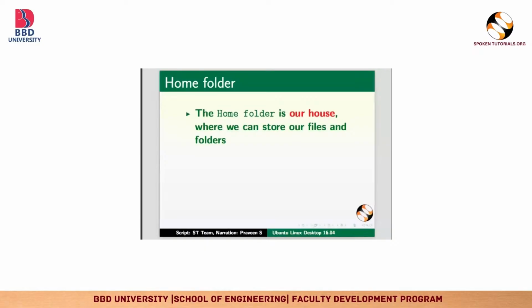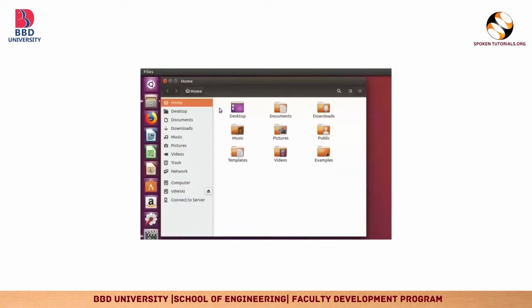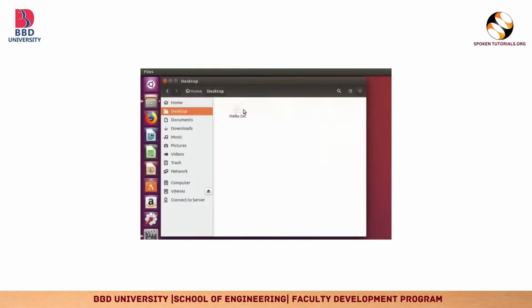Now let's see some other important things on this desktop. Notice the folder icon present in the launcher. Let's click on it. The home folder opens. Every user has a unique home folder in Ubuntu Linux. We can say that the home folder is our house, where we can store our files and folders. Unless we permit, others cannot see them. More information on file permissions is available in the Linux spoken tutorial series.